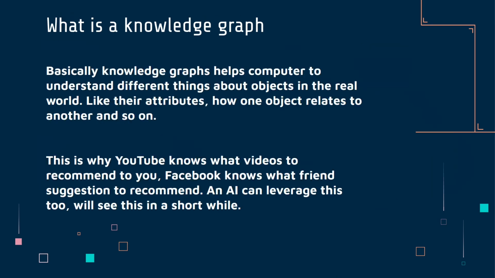Now, we have looked at how a knowledge graph helps computers to understand the different things about objects in the real world, like the attributes, and how they're related with each other. This is how YouTube knows which videos to recommend to you based on what you're watching. If people who watch video X also watch video Y, YouTube is going to recommend that video using a knowledge graph implementation, something like that.